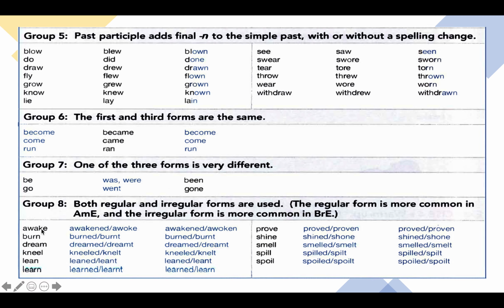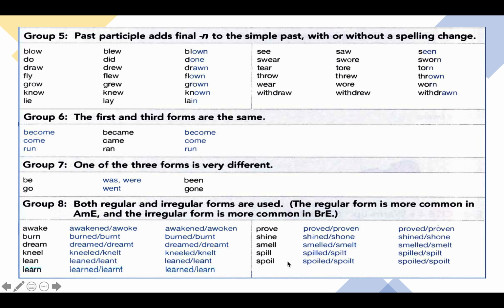So for example, the verb to awake: awakened, awakened. This is the regular way of doing it. Or you could say awoke, awoken, the irregular way of doing it, for the simple past and for the past participle. The same thing for the other verbs: burned or burnt, dreamed regular way, dreamt irregular way, okay, etc., etc.